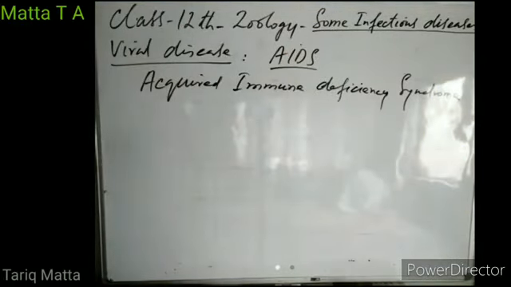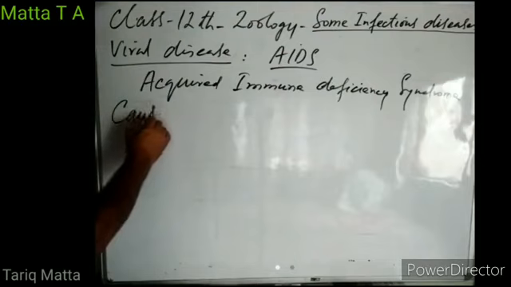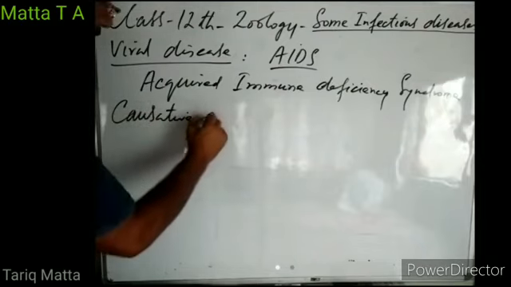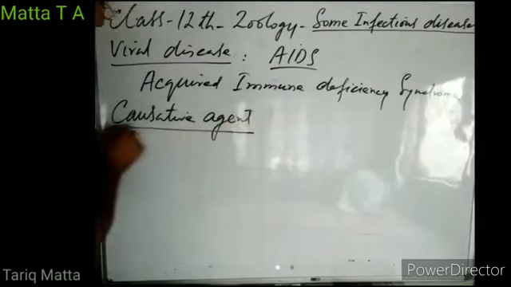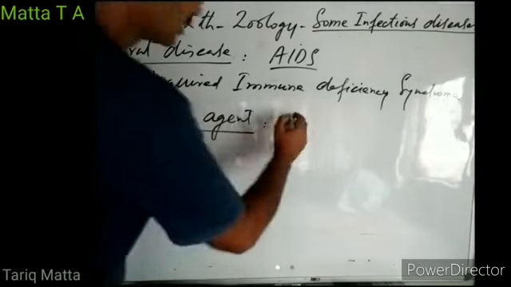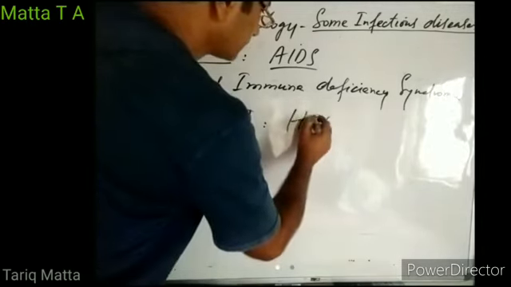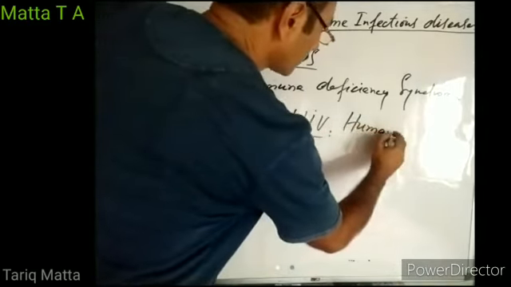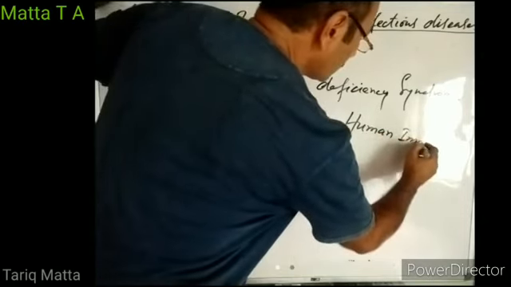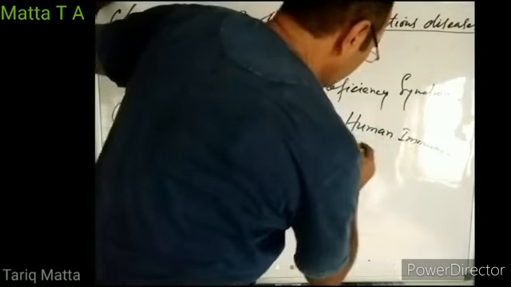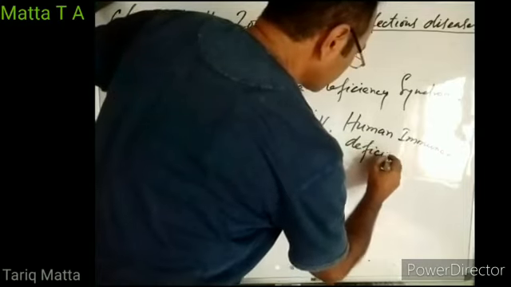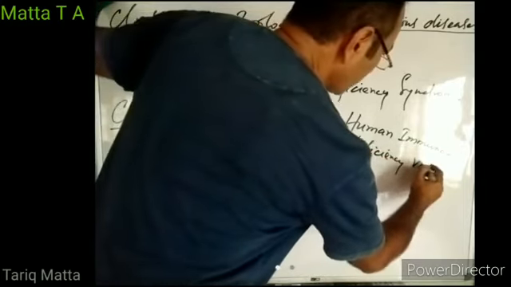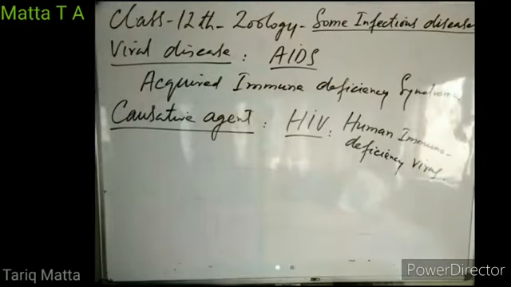So what causes AIDS? What is its causative agent? This AIDS is caused by a virus known as HIV, human immunodeficiency virus. So AIDS is caused by a virus. That virus is known as human immunodeficiency virus.